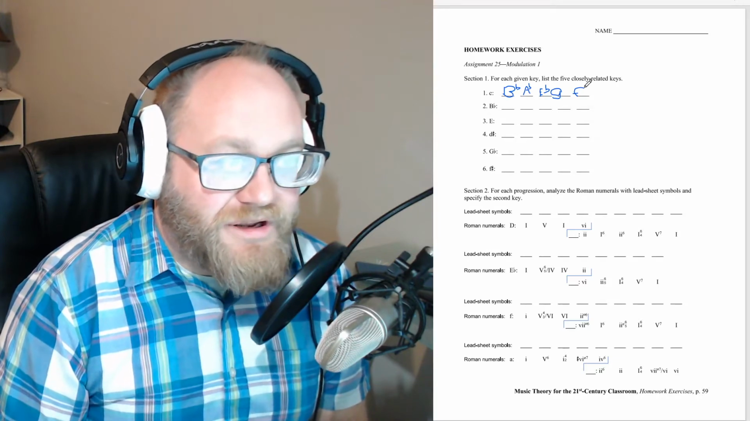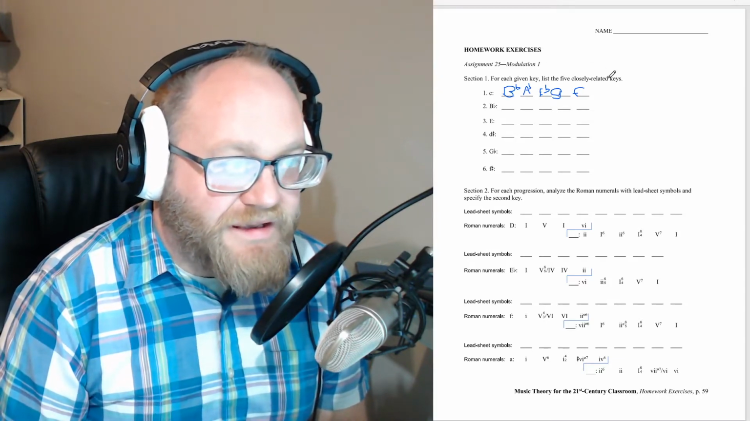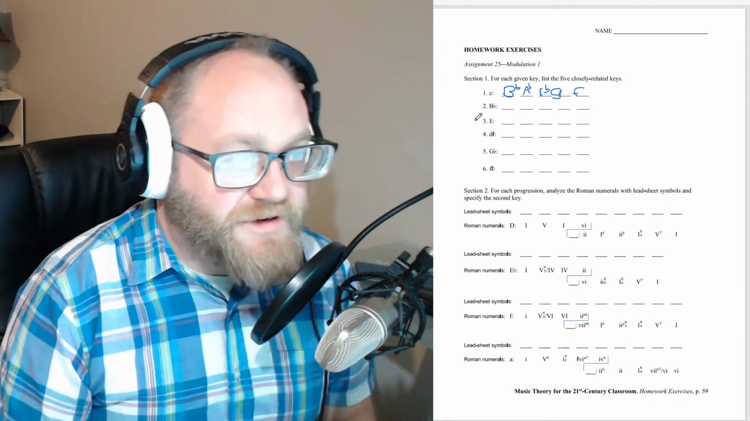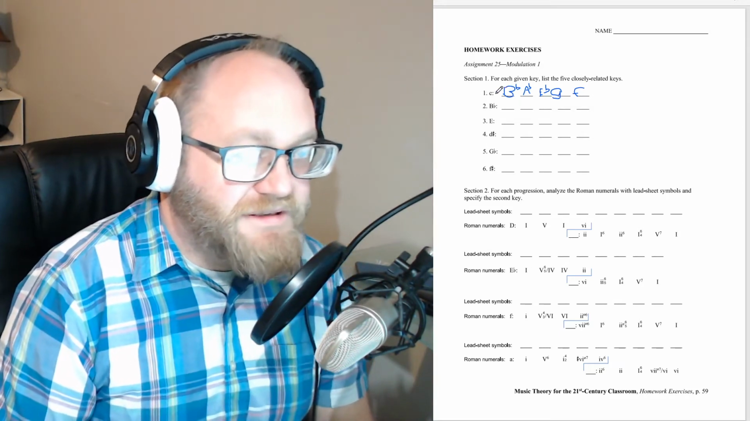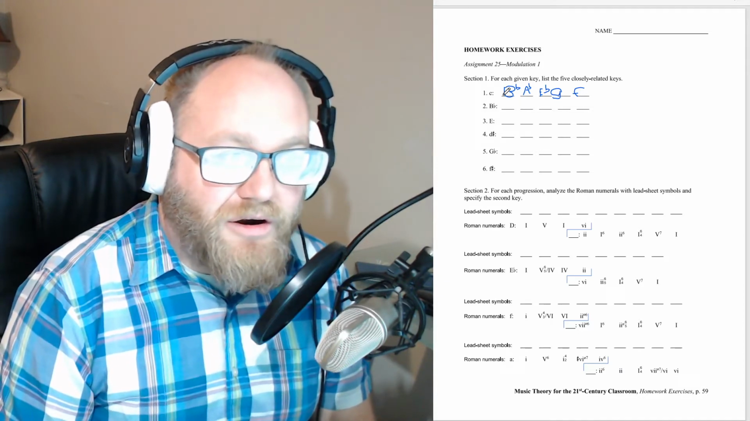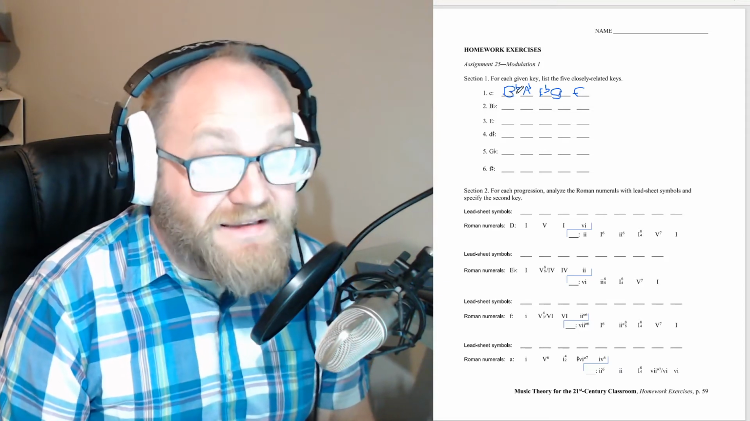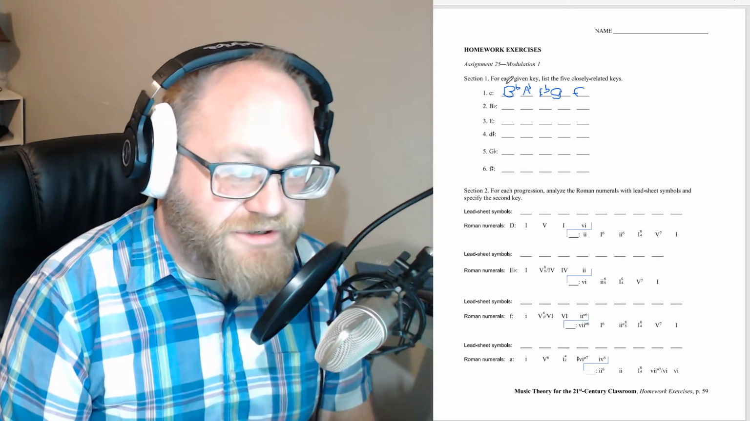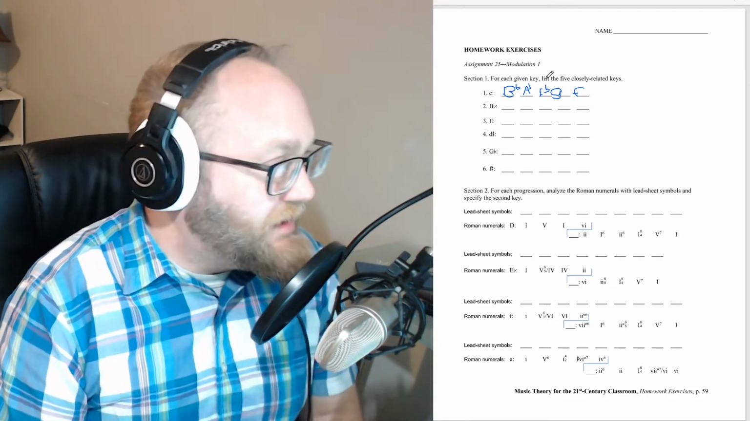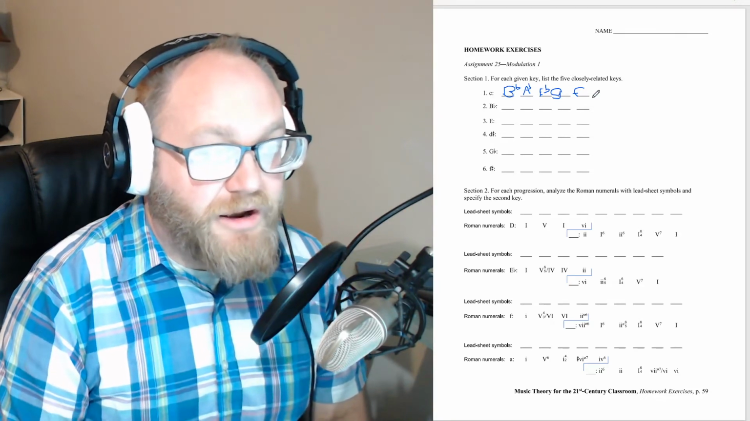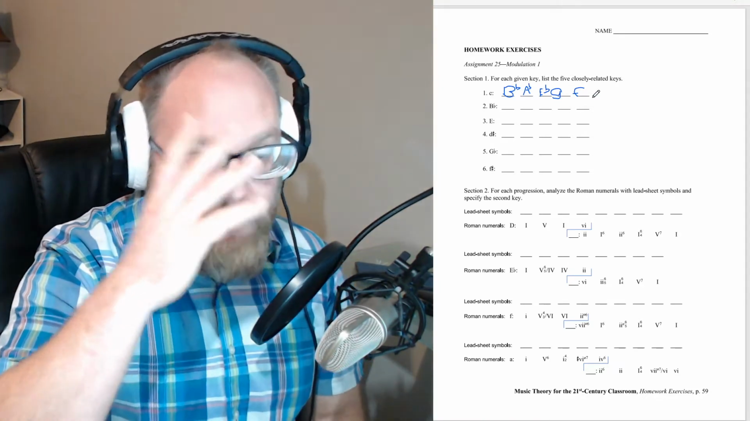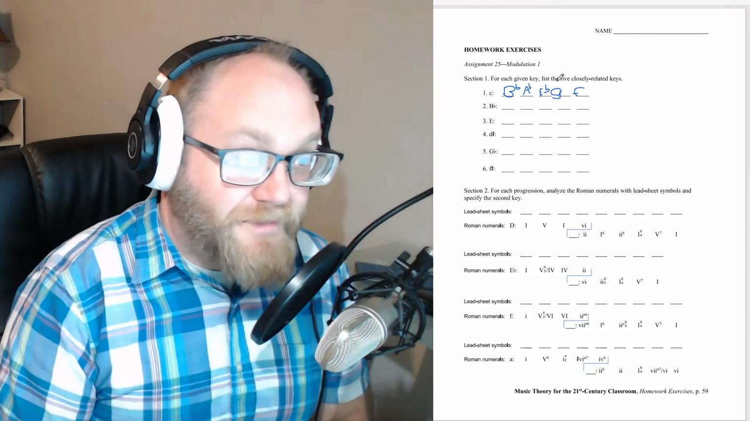All you're trying to do here is to write down the keys that are the most common for C minor to modulate to, right? So if you happen to have a song that's in C minor, which keys are the most common and the easiest ones to modulate to? And if you're in C minor, the easiest keys to switch to are B flat major, A flat major, E flat major, G minor, and F minor. That's it for this first part. That's all you got to do.